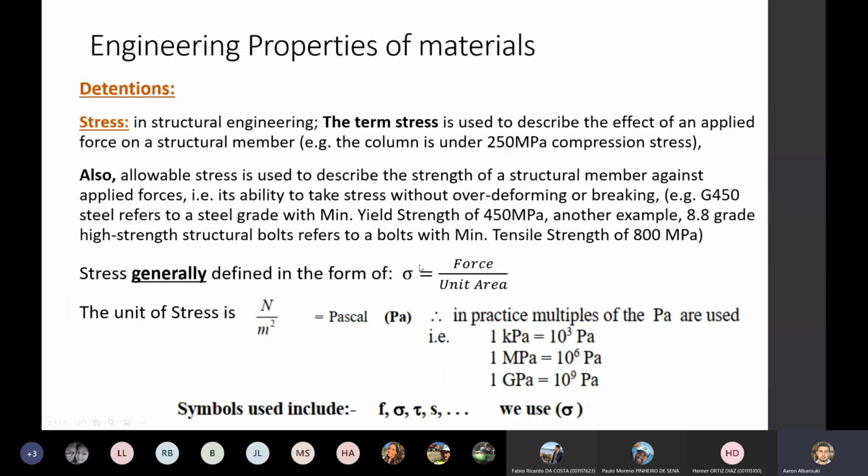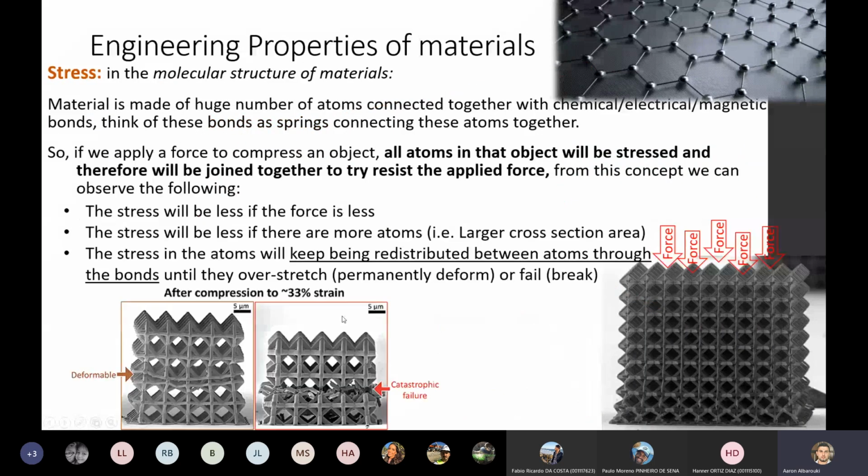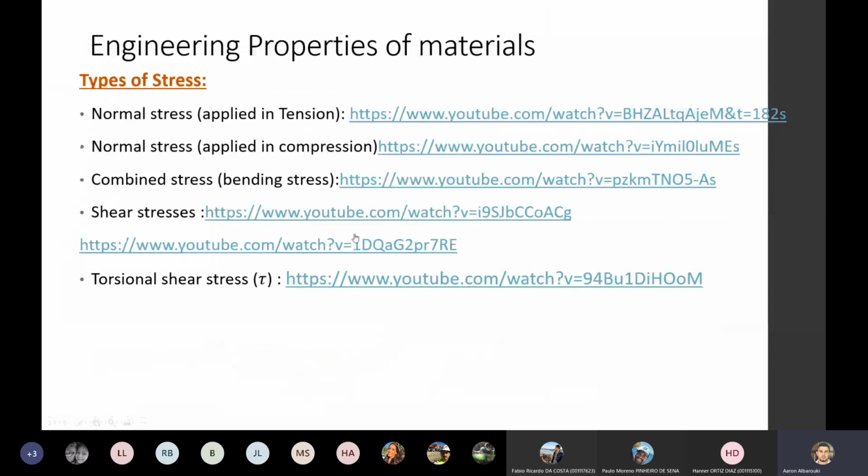And the normal stresses, we agreed always the stress is force by area. We talk here about the units. I'm not going to talk about this. I think I had some videos, that's why I wanted you, okay. So normal stresses, let's watch some videos here.